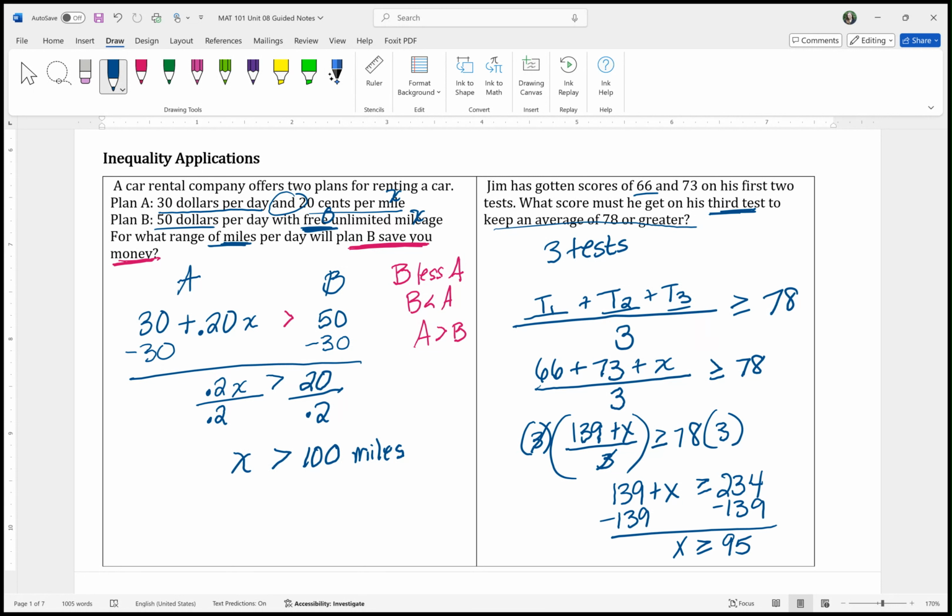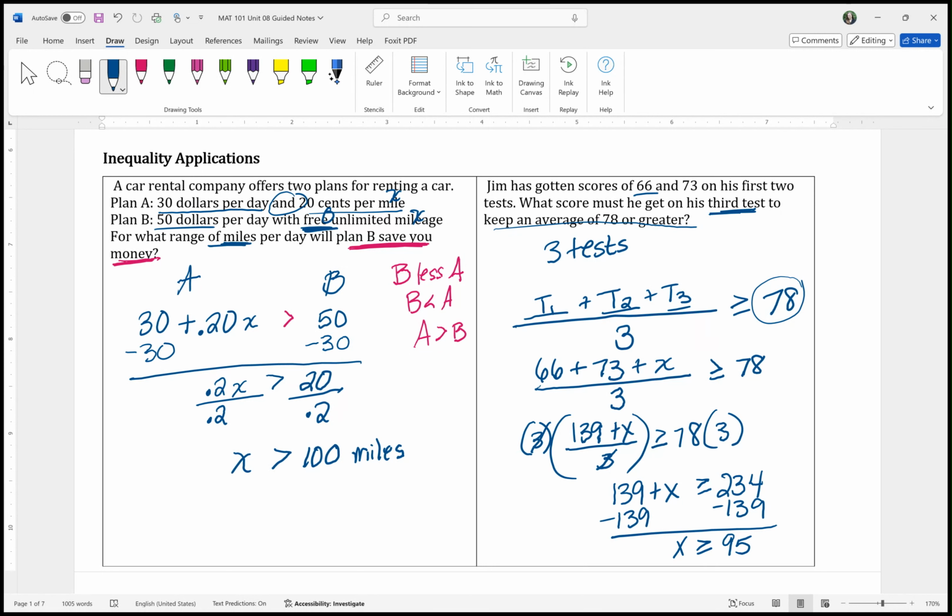So that means that Jim has to score a 95 on the third test to have a 78 or greater average. So I guess my question would be, would Jim be able to score an 80 average or greater? And how would you figure that out? Basically, you would just change this to 80 and multiply it by 3. That gives you 240. And then we subtract off the 139 and we're at 101. So Jim would not technically be able to get an 80 or greater.